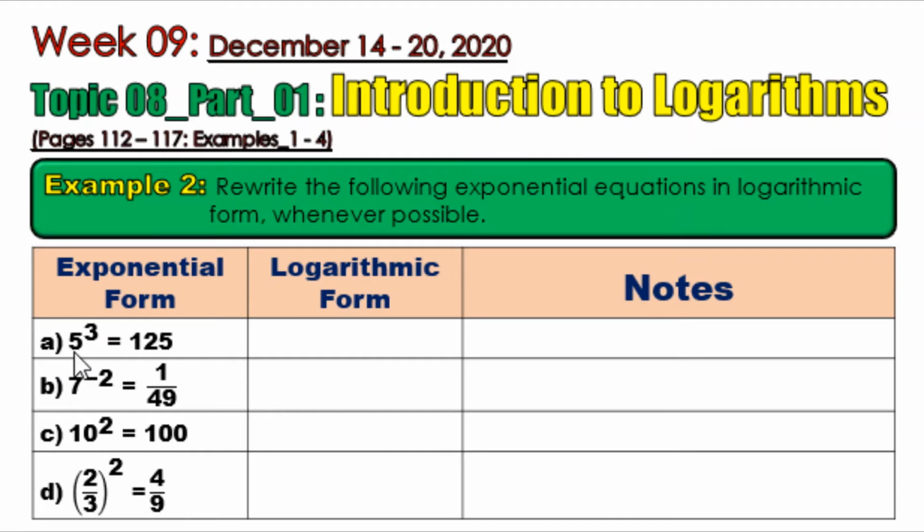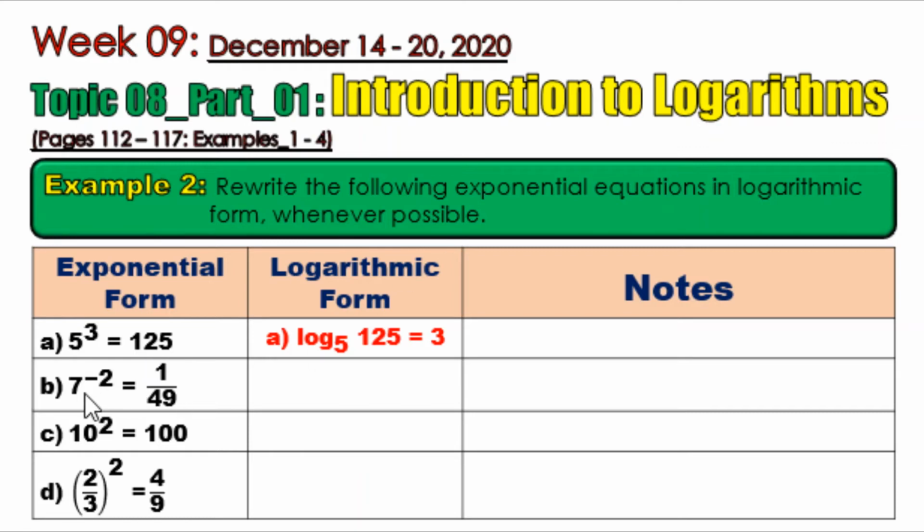Letter A. 5 cubed is equal to 125. So what do you think is its logarithmic form? Okay, so the answer is logarithm of 125 to the base 5 is equal to 3. So remember, the base is 5, 3 is the exponent, and the answer is 125.